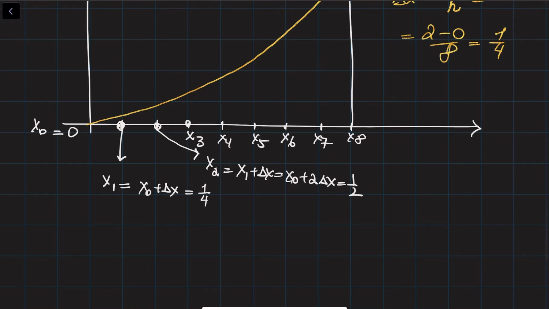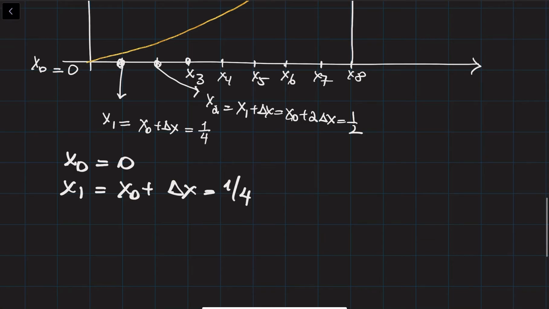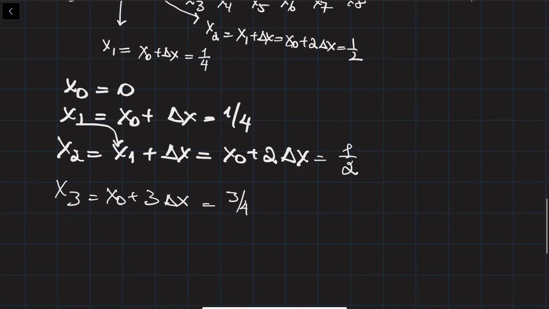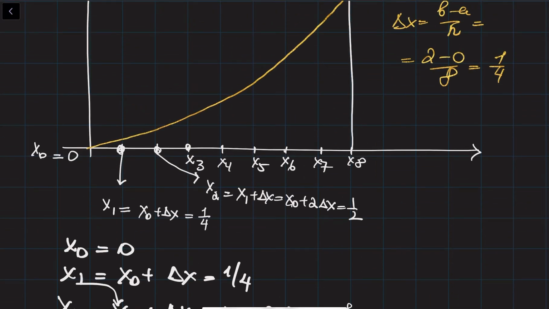So x0 is equal to simply 0. x1 is equal to x0 plus delta x, which is equal to 1 over 4. x2 is equal to x1 plus delta x, or if you just substitute, it's going to be x0 plus 2 delta x, which is equal to 1 over 2. x3 analogously is going to be x0 plus 3 delta x, which is equal to 3 over 4, and so on. x8 is going to be equal to x0 plus 8 delta x, which is equal to 8 times 1 over 4, which is equal to 2, which is correct, right?